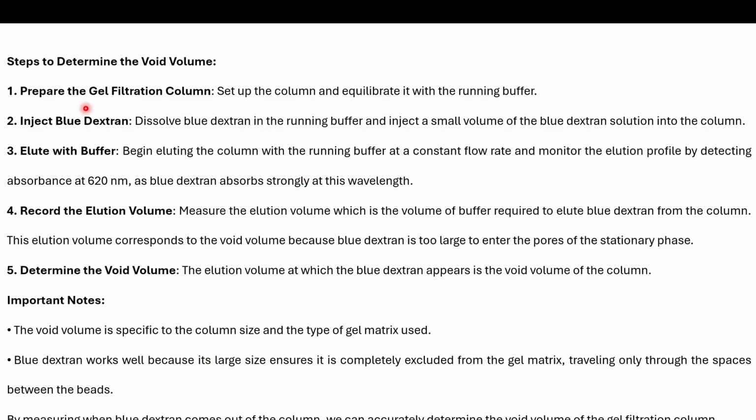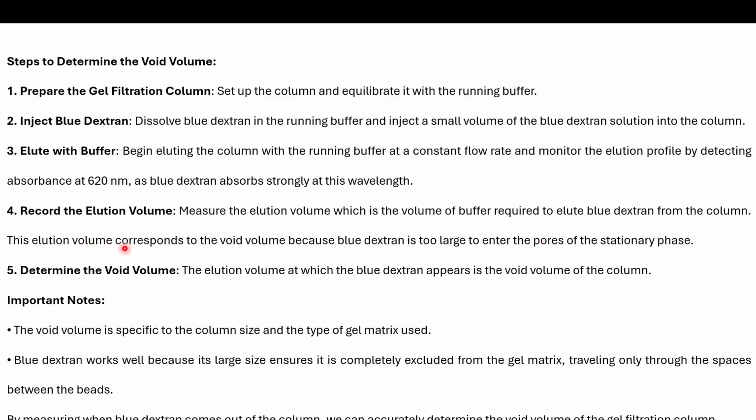What happens here is that usually you first prepare the gel filtration column. You set up the column, pack it, and equilibrate it with the appropriate running buffer, and then you inject blue dextran. You dissolve blue dextran in the running buffer, load a small volume onto the column, and start eluting at an optimum constant flow rate and monitor the elution profile. Blue dextran usually absorbs very highly at 620 nanometers wavelength, and you record the elution volume.